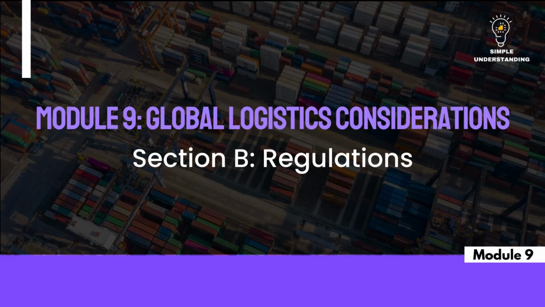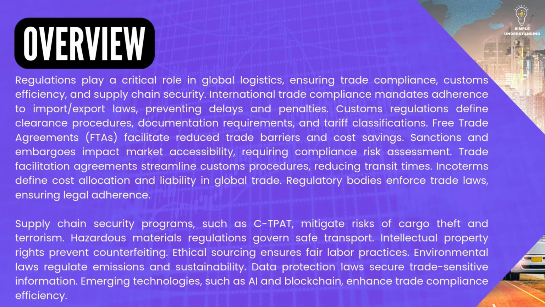Section B. Regulations. Overview. Regulations play a critical role in global logistics, ensuring trade compliance, customs efficiency, and supply chain security. International trade compliance mandates adherence to import-export laws, preventing delays and penalties. Customs regulations define clearance procedures, documentation requirements, and tariff classifications. Free trade agreements, FTAs, facilitate reduced trade barriers and cost savings. Sanctions and embargoes impact market accessibility, requiring compliance risk assessment.